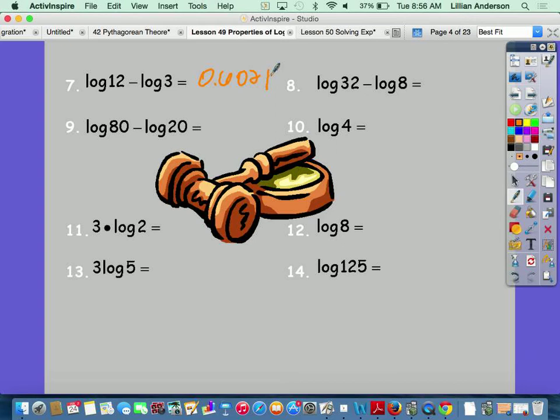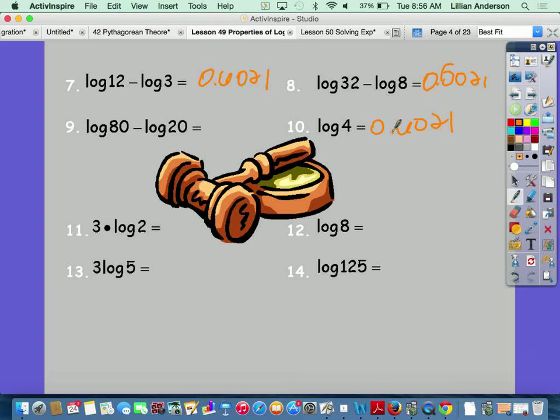7 through 10 were all equal. Really? Okay, so all of these were okay. So what can you say about that? When I divide them, if I divide 12 and 3, 80 and 20, 32 and 8, it's all 4. Okay? Yeah, all right.